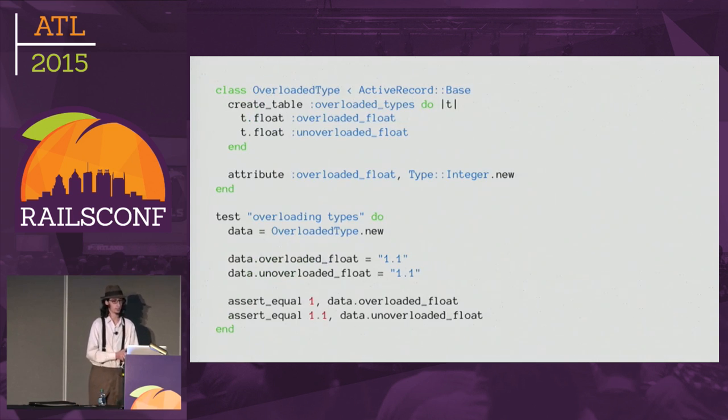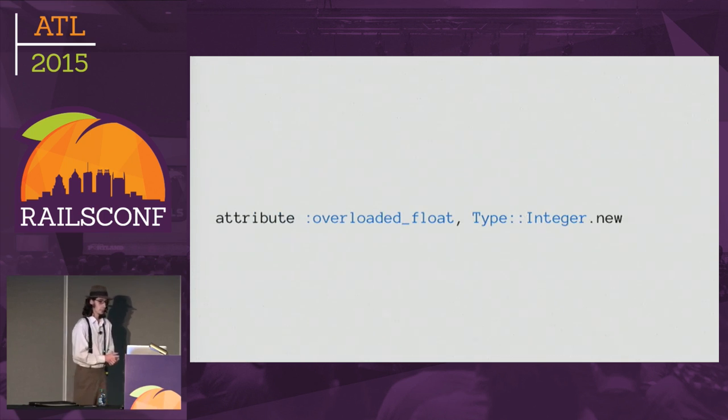So let's write a test. This is what the test might look like. We create a model with a schema. We create two attributes with the same type, and we say that we want to change the type of one of them, and then test the coercion behavior change. We've actually written the first invocation of our API, and let's take a bit of a closer look at it.